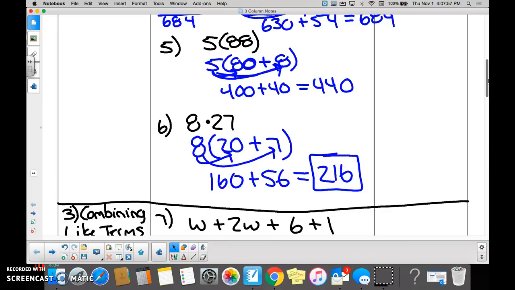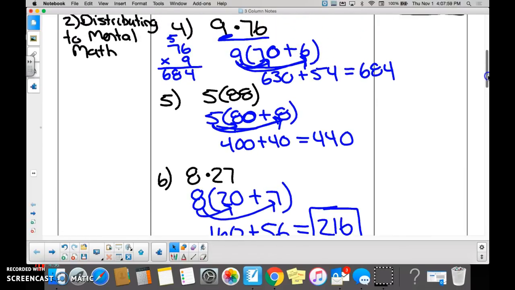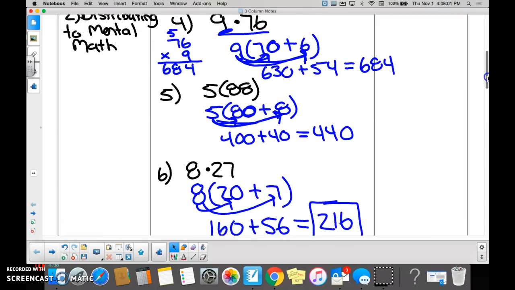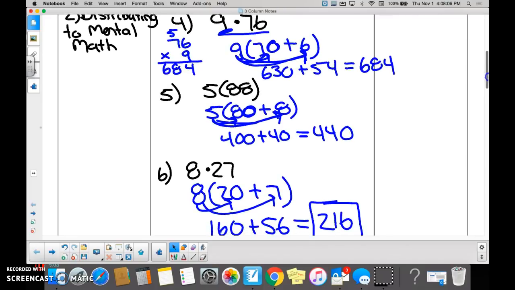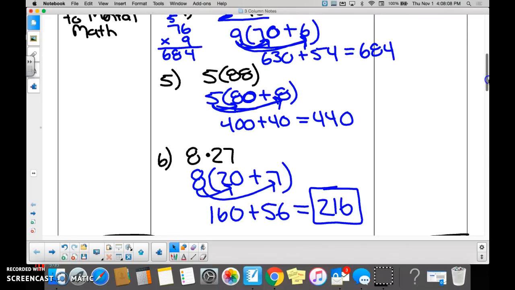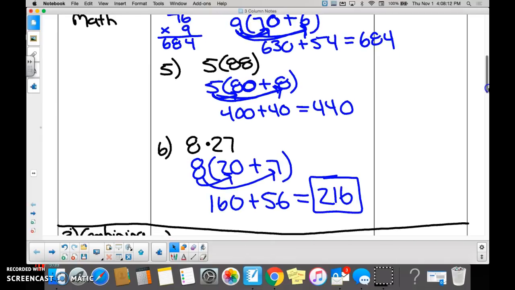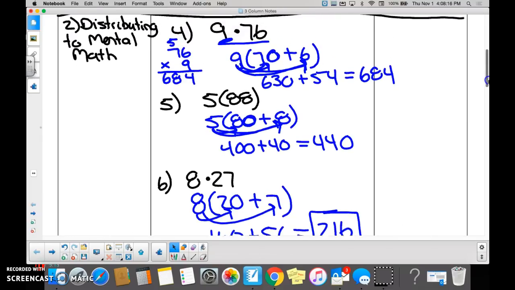So again, distributing to get to mental math would be simply taking your multiplication problem and breaking it into easier multiplication problems and distributing through whatever you have outside the parentheses. I will take us pause right here, and you will add a cheat sheet to number 2 for distributing to mental math.